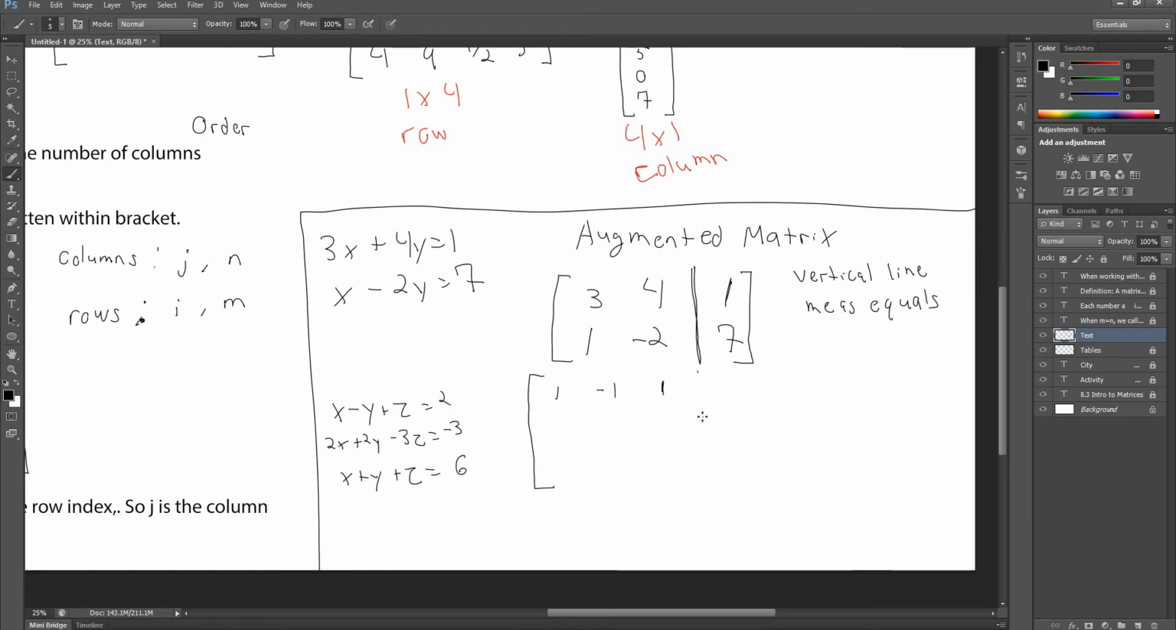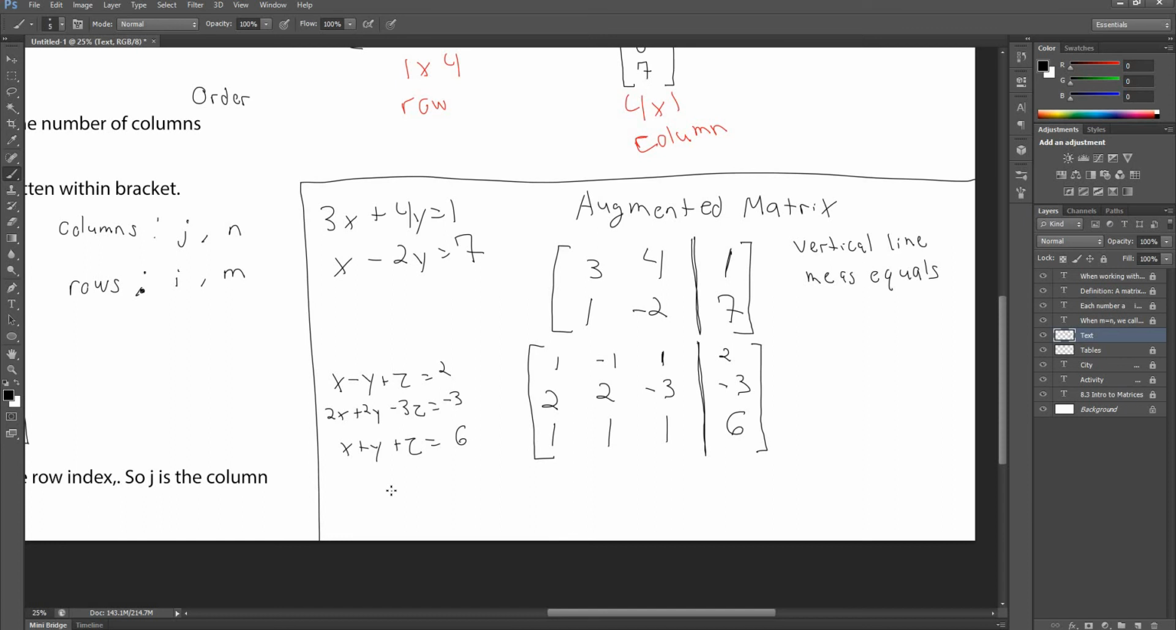I'm going to draw my vertical line already because I know this is my equal sign, and it equals 2. Equation 2, x has a coefficient of 2, y has a coefficient of 2, z has a coefficient of -3, and it equals -3. Equation 3, x has a coefficient of 1, y has a coefficient of 1, z has a coefficient of 1, and it equals 6.